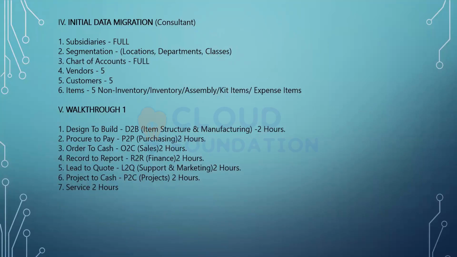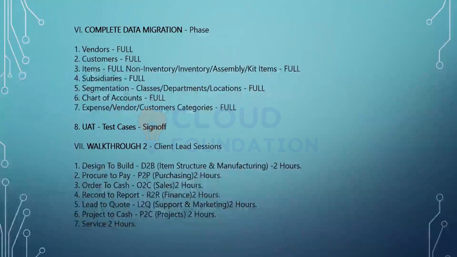Once walkthrough 1 or classroom pilot session 1 is completed, then we will have a complete data migration phase. What is a complete data migration phase? There we have taken only 5 vendors, 5 customers. Here we ask for the entire list of vendors and customers they have, along with the address, phone number, email, ID, bank accounts, and everything. And then items, complete items, non-inventory, inventory, assembly, kit items, everything we get from the client. Subsidiaries as it is, we already imported. So that's fine.